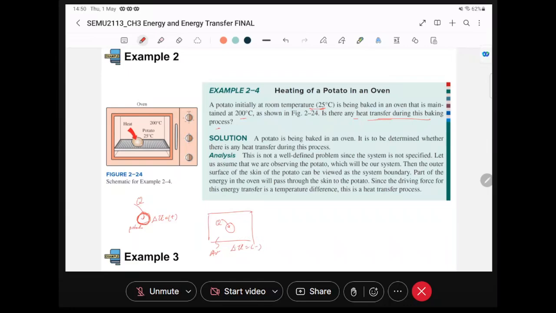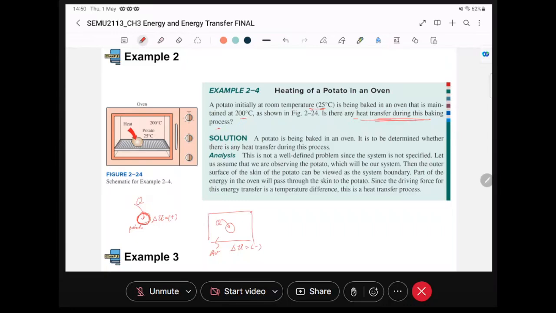If you don't run the oven... If you run the oven, there'll be work into the air because something is heating up the air to maintain it at a temperature of 200 degrees Celsius. If you don't run the oven, you preheat it to 200 degrees Celsius, you throw the potato in, over time it will cool down because all the heat transfers into the potato. Okay. So the question is asking whether there is a heat transfer during the baking process.